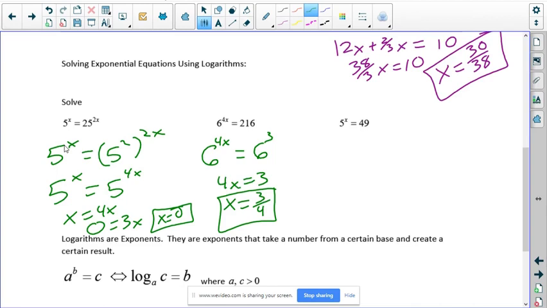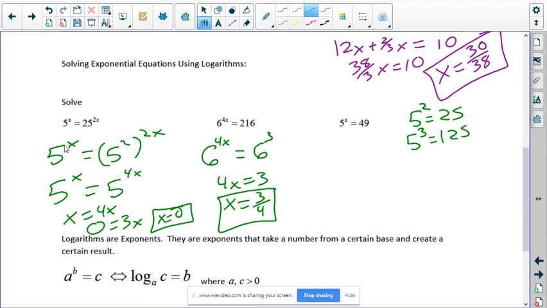Well, then we get this third one here. We have 5 to the x equals 49. So we're going to write which power of 5 that this is. It's not a power of 5. That means it's somewhere between 5 squared, which is 25, and 5 cubed, which is 125. So I know this is like 2 point something. I could estimate it. I could try some brute force of it.